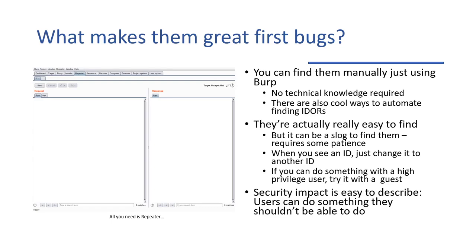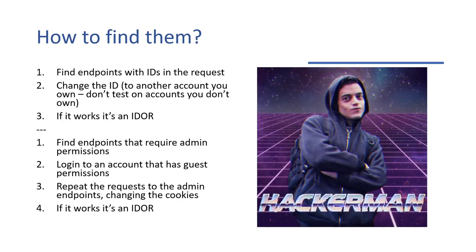And that is still an impact. That's still a low or medium. A first bug is great. A medium first bug is amazing. A low is good. It's really good, right? So the impact here is easy to describe, and you can get some good impact from it. So how do we actually find them?